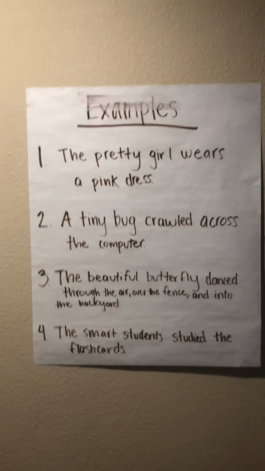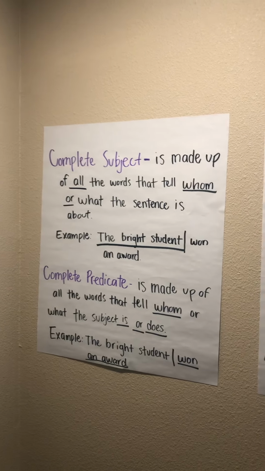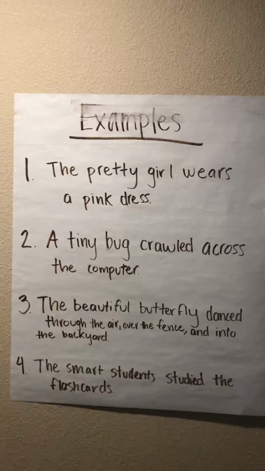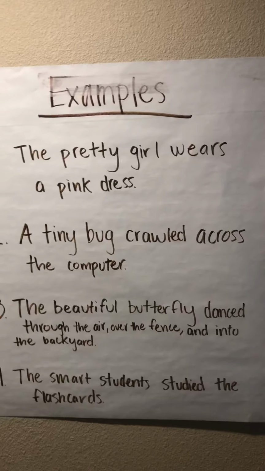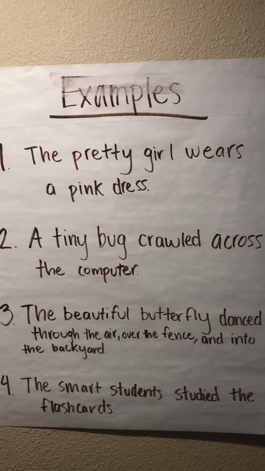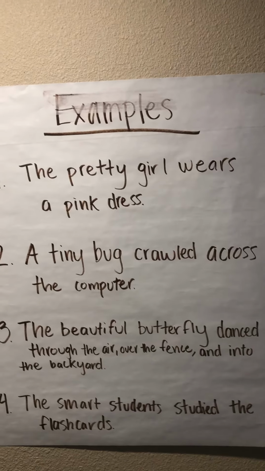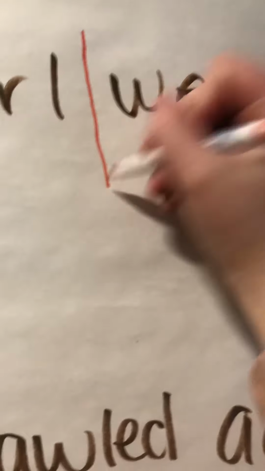So our first sentence reads, the pretty girl wears a pink dress. Okay, so remember from our poster over here, we know that we first have to identify our noun and then identify our verb. So in this sentence, the first noun that I see is girl. And what is the girl doing? She's wearing a pink dress. So our verb is wears. So this is going to be where we draw our subject line. I'm going to draw it with a red marker in between the word girl and wears, okay?